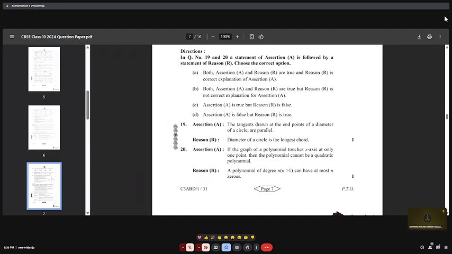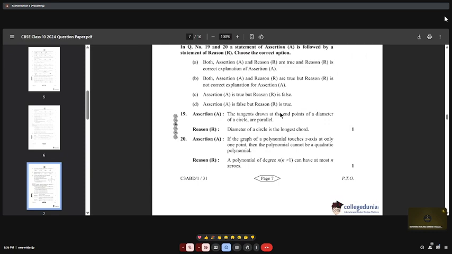It doesn't directly explain. Okay, if we go through some steps, you can probably try to prove it, but it doesn't directly explain. It's given that the diameter of a circle is the longest chord and tangents at the endpoints are parallel. One is not directly explaining the other. So we can choose option D, because both assertion and reason are true, but reason is not the correct explanation for assertion. It doesn't directly follow.